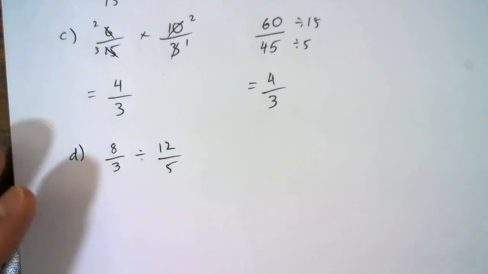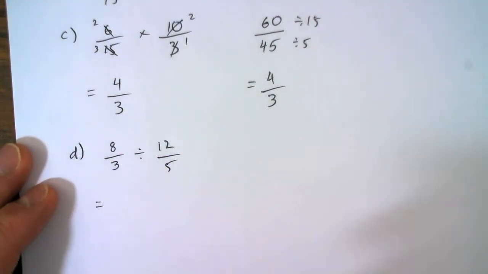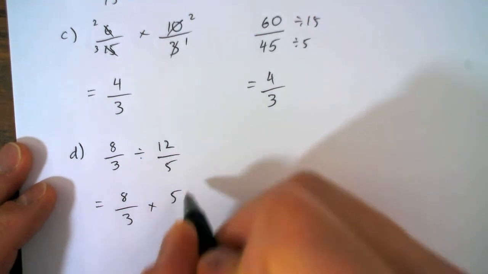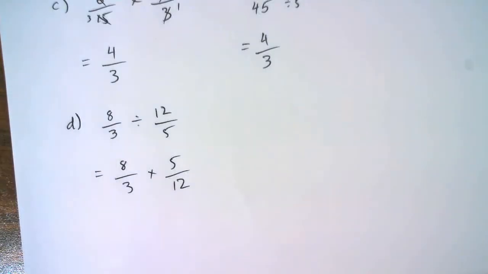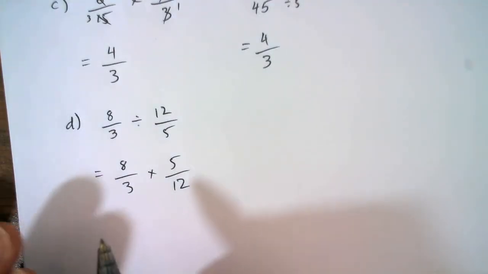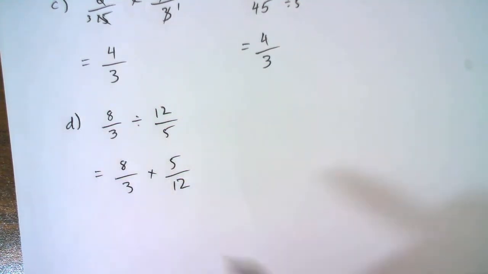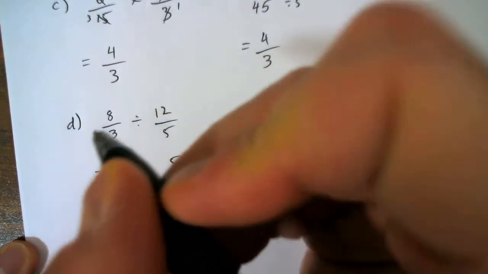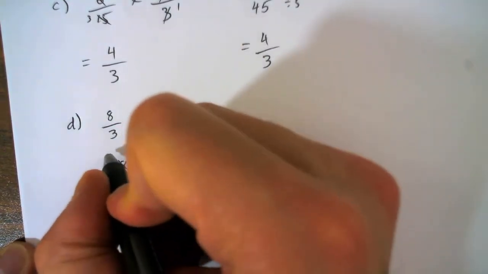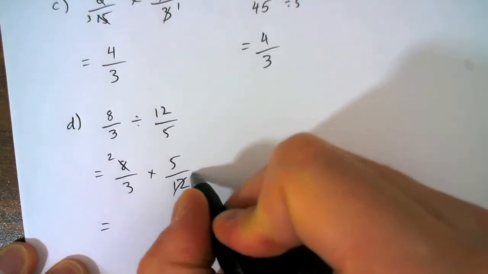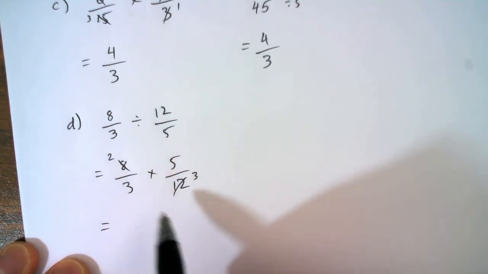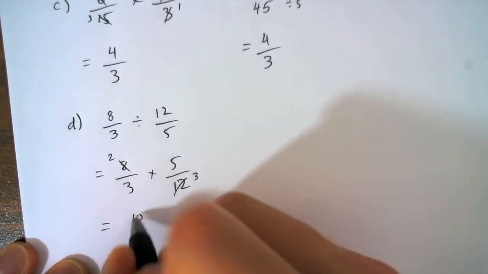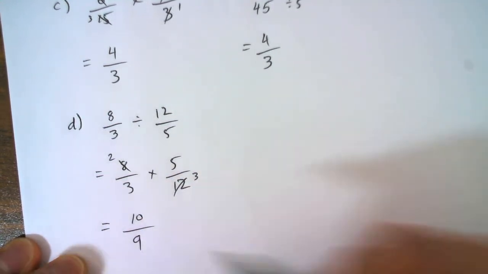Here we are dividing. We're going to multiply by the reciprocal. Now that we have two fractions being multiplied, we can do our simplifying process. We get 2 here and 3 here. If we divide the 8 and 12 by 4, we get 2 times 5, 3 times 3.